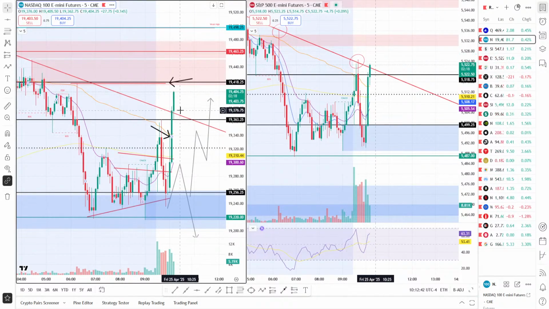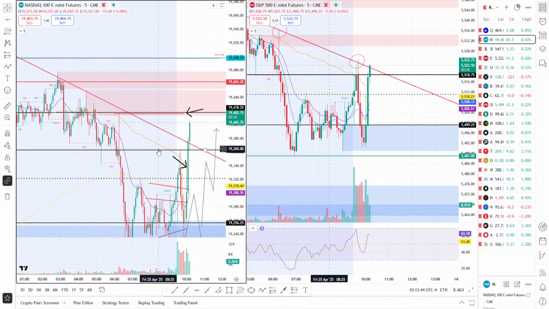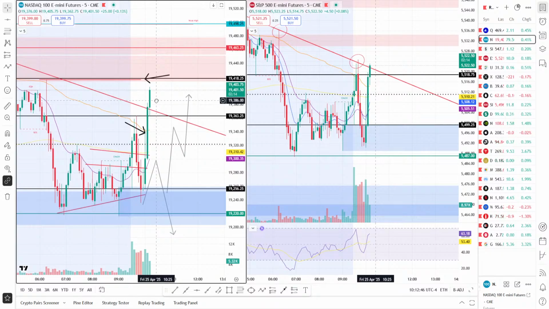Perfect. It's looking good. This could just go all the way up, man. This is very strong. Bullish momentum.